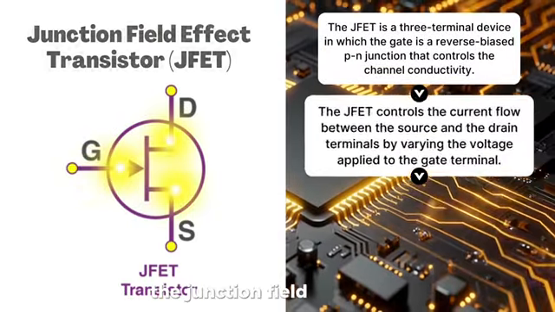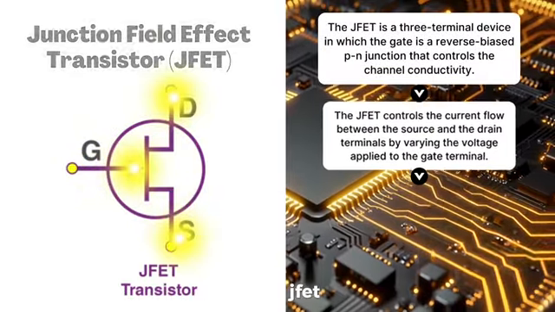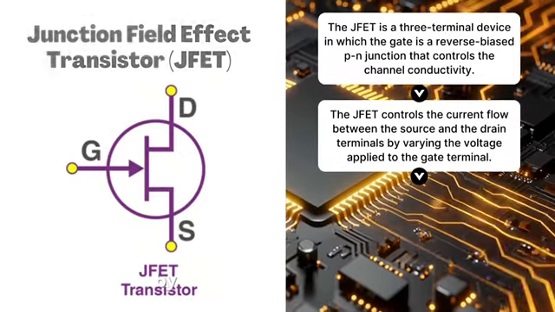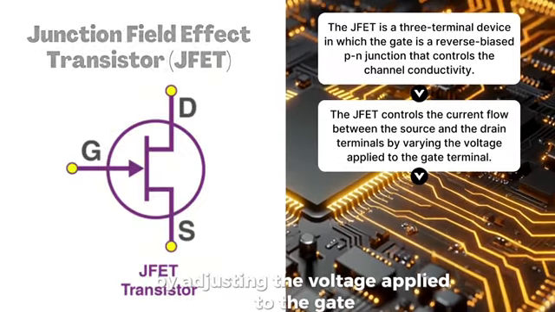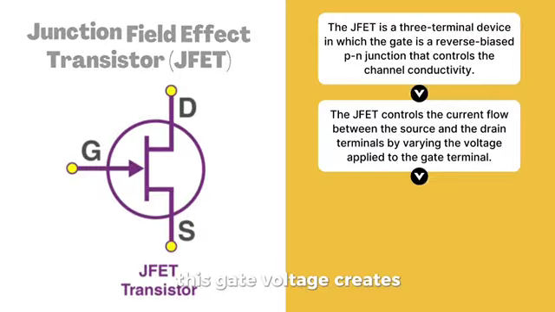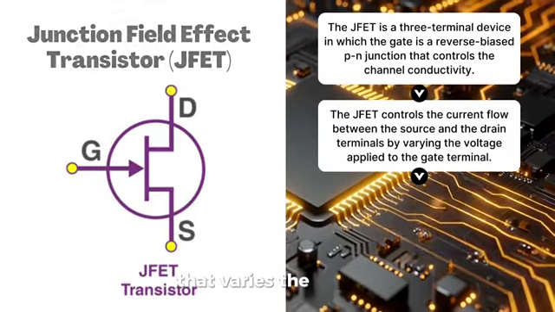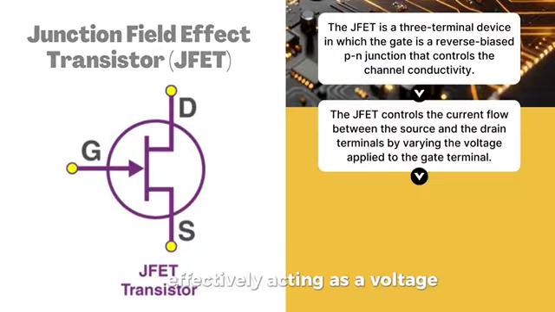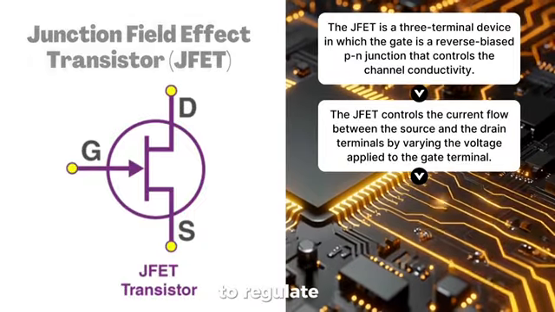The junction field effect transistor, JFET, controls current flow between the source and drain terminals by adjusting the voltage applied to the gate. This gate voltage creates an electric field that varies the width of the depletion region in the channel, effectively acting as a voltage-controlled variable resistor to regulate current.